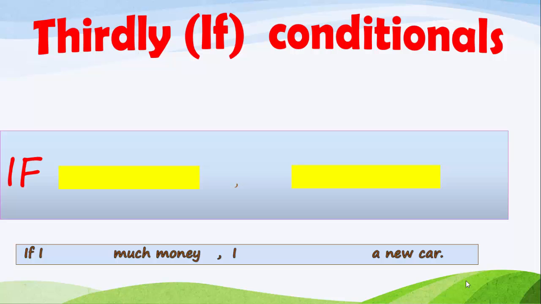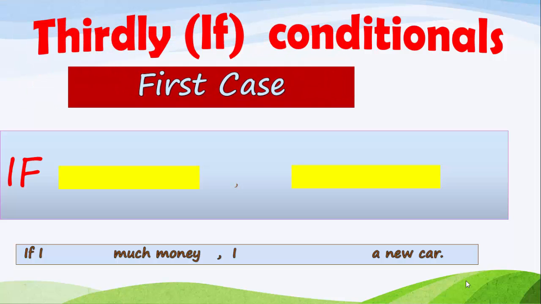Firstly, we have three cases, and we are going to know the difference in the form between the three cases. Look at this skeleton. Firstly, this is if, and I have a sentence: if, space, money, I, space, a new car. Try to remember the structure of this sentence because it will be changed according to the change of if conditional. Let's start with the first case.